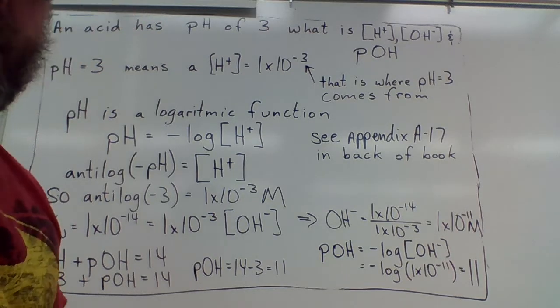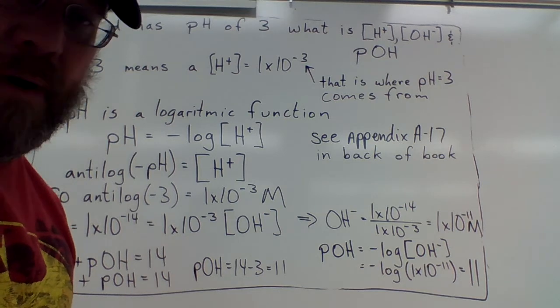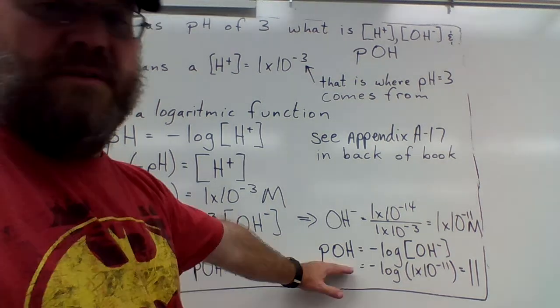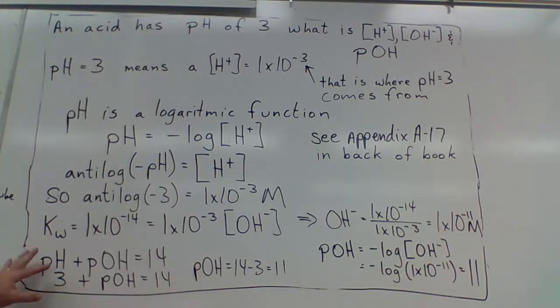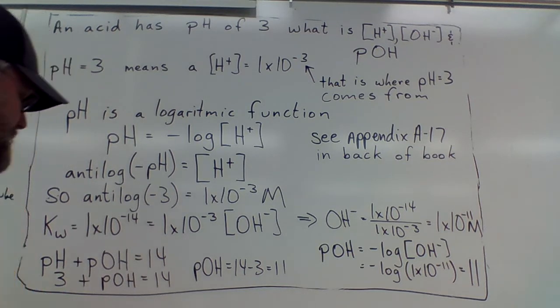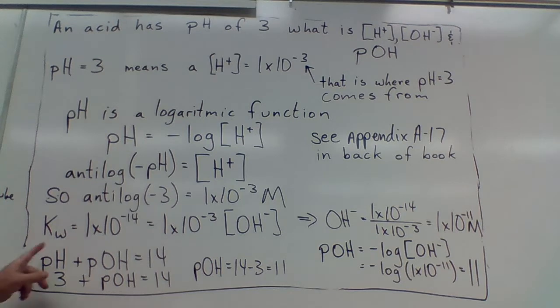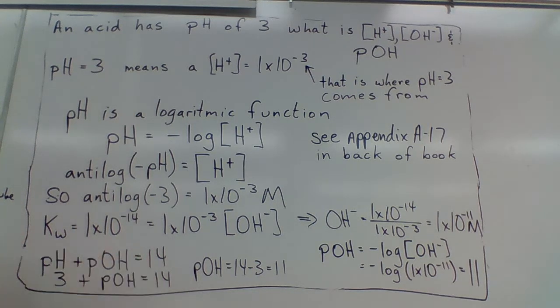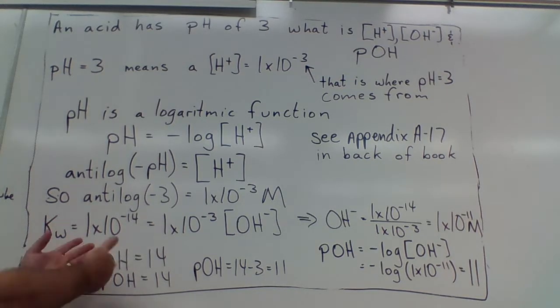Now, there are 2 ways that you can find the pOH. I prefer the first one over here, but we could always do it this way, okay? The first way is to understand that pH plus pOH will always equal 14. So since this one was 3, this one has to be 11 in order for that to be 14, okay? So 3 plus 11 gives me 14. Always, the pH plus the pOH is going to give me 14.